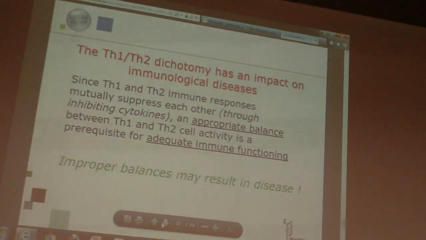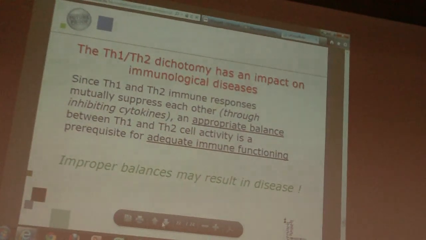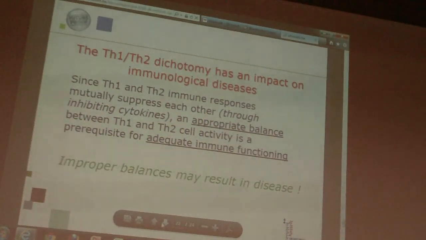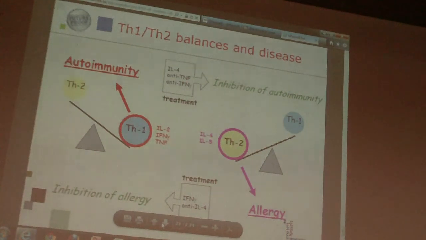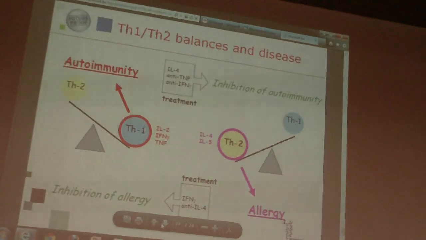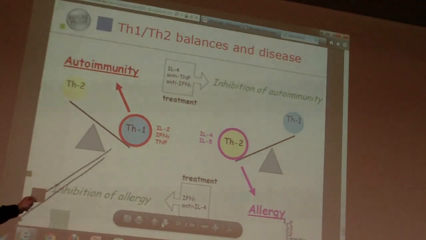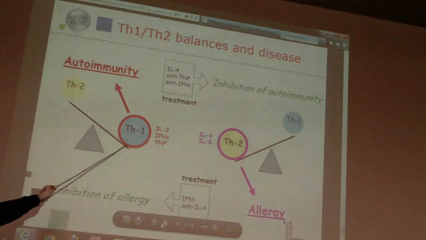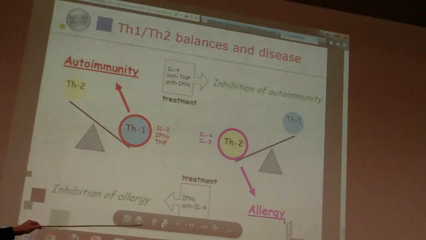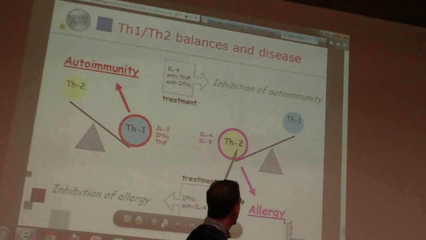Yeah. So it's a balance, and if it's just normal immunity, fighting infections and so on, at the end your Th1 and Th2 balance will come back in balance again. They actually suppress each other, and this way you get your immune system to rest at the end of your response. In certain instances you get overproduction of a certain cell type. If you think about autoimmunity, you get overproduction of Th1 cells. With allergy, you get overproduction of Th2 cells.